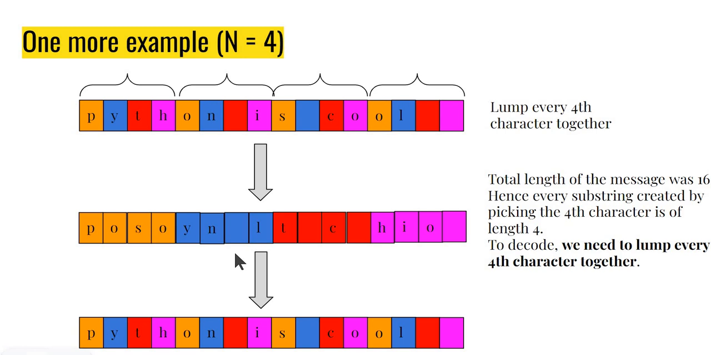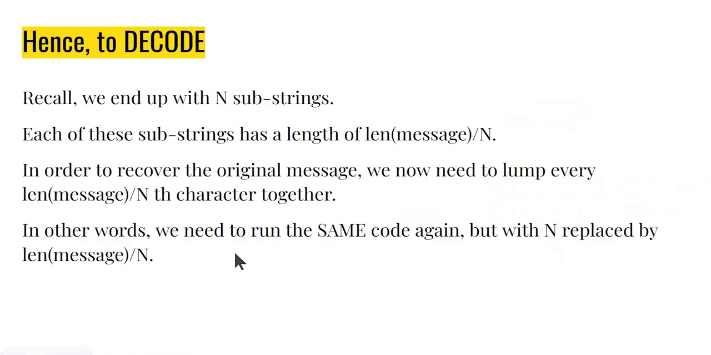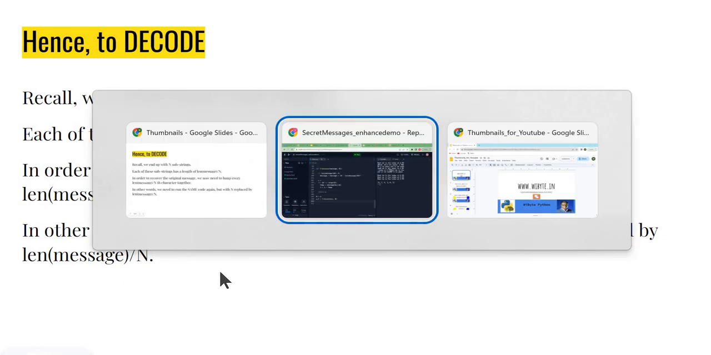The general rule that comes out here is that, recall that we end up with n substrings. So the index is n. Each of these substrings has the length of length of message divided by n. In order to recover the original message, we just need to lump together every (length of message by n)th character. In other words, and this is so interesting, we just need to run the same exact transpose code once again, but with n replaced with length of message by n. And this is so powerful. Let's look at some examples.